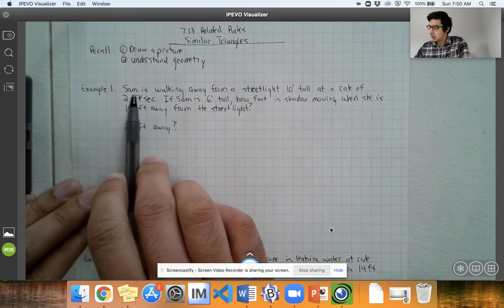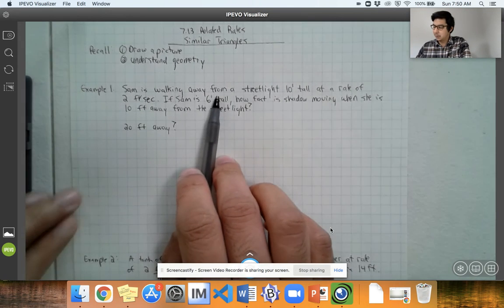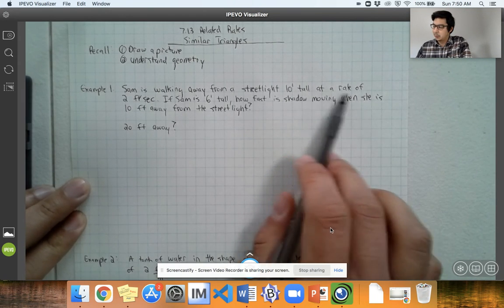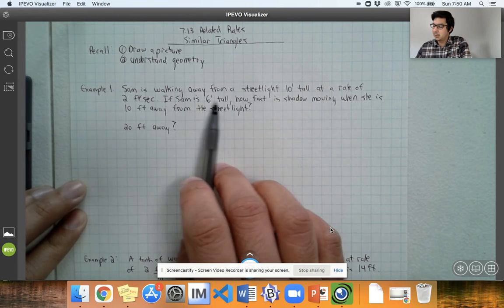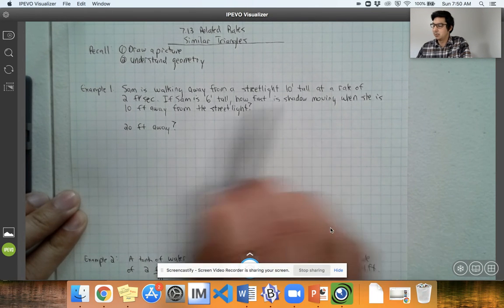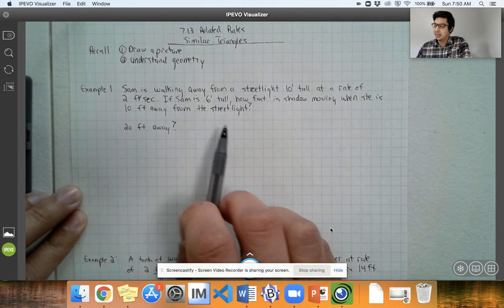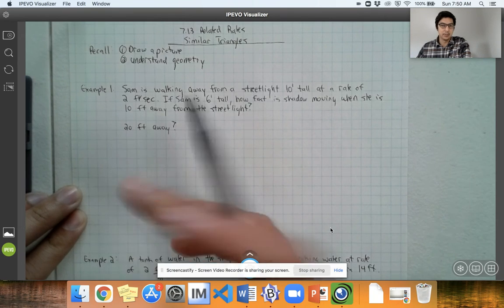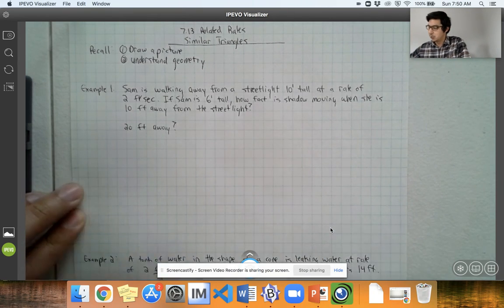So example one: Sam is walking away from a street light 10 feet tall at a rate of 2 feet per second. If Sam is 6 feet tall, how fast is the shadow moving when she is 10 feet away from the street light? And then later, what if she's 20 feet away? So visually, let's see what's happening.